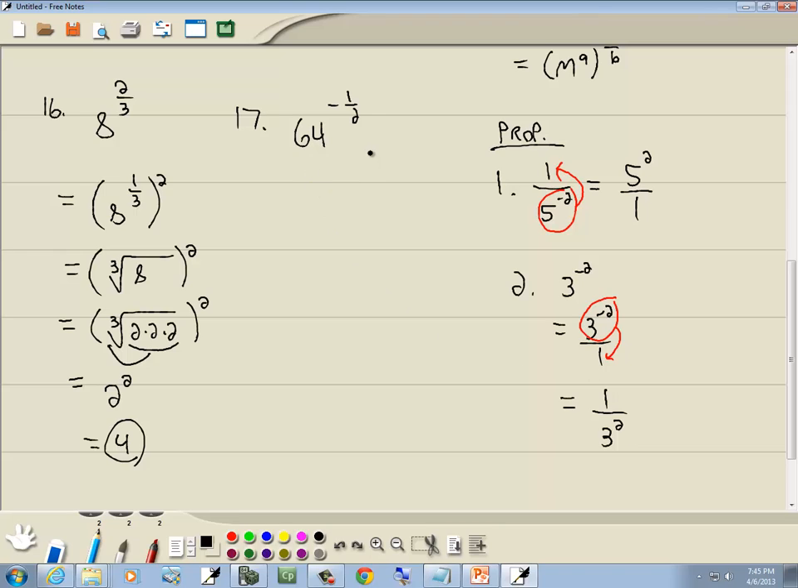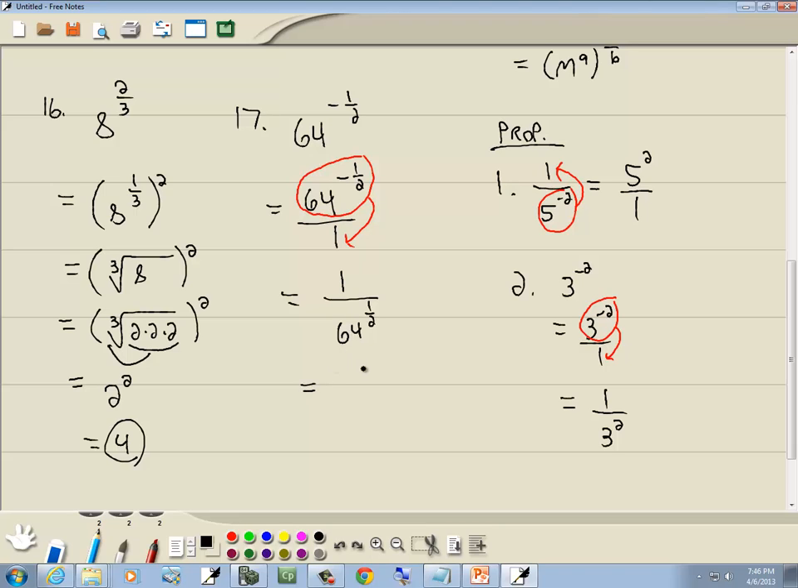Well, that's what we're going to do here. We got a negative exponent, and we want to move it opposite where it's at in a fraction. Well, it's not in fraction form, so we want to put it over 1. And now I want to move the part with the negative exponent, the 64 to the negative 1/2, opposite of where it's at in a fraction, so I'll take it downstairs. And it'll become 1 over 64 to the positive 1/2.